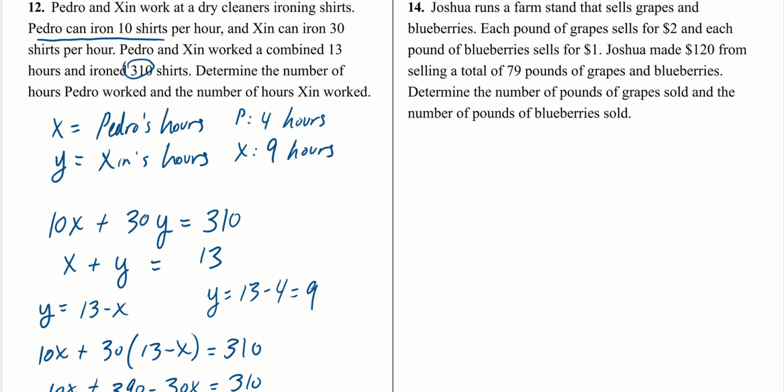All right, I'm going to do one more. So Joshua is doing a farm stand that sells grapes and blueberries. Grapes are $2 a pound. So we'll do x is equal to pounds of grapes. And y is going to be pounds of blueberries.